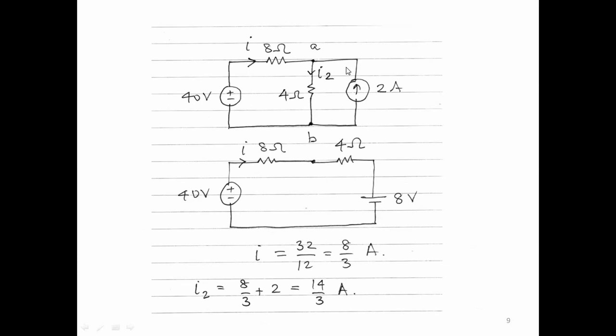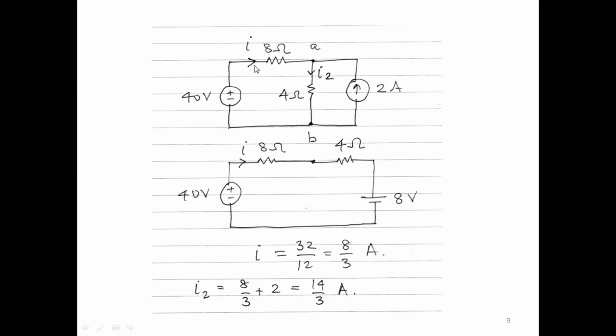Okay, let's look at one more example. So let's say we have 40 volts, 8 ohms, and then 4 ohms, 2 amperes. And we want to find the current I and the current I2. Alright, the goal is to find the current I and the current I2. That is the question. And we want to use source transformation.